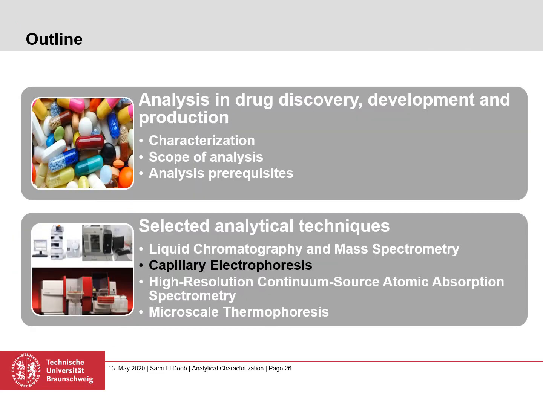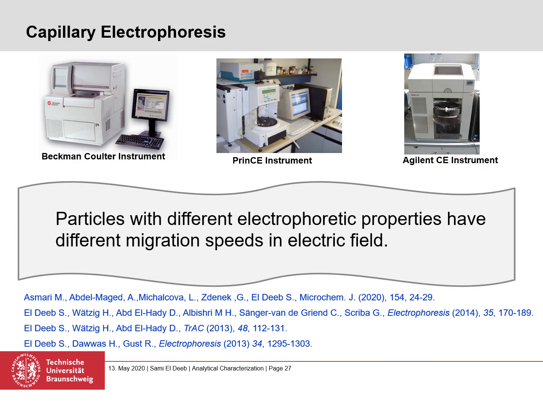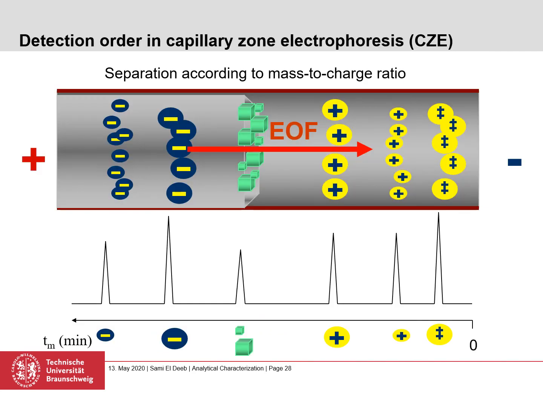Now about the second technique, the capillary electrophoresis. In fact, there are different instruments from different companies, but the principle is the same. The principle is that particles with different electrophoretic properties have different migration speeds in an electric field. If we consider the standard capillary electrophoresis method, which is the capillary zone electrophoresis, the separation takes place according to mass to charge ratio. Here you see the separation order for different ions.